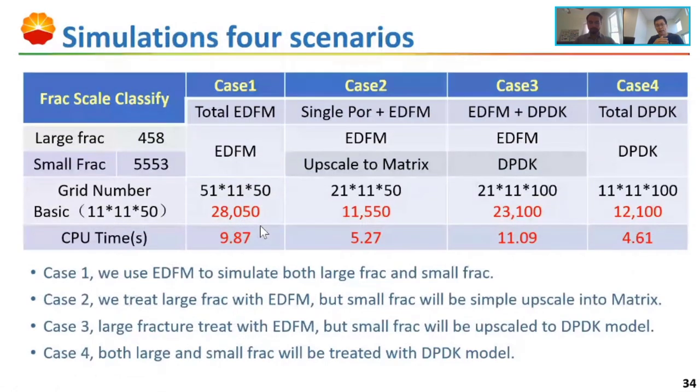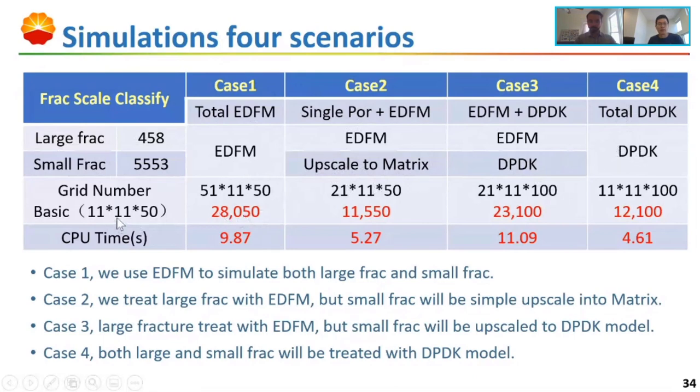So when Felipe did the DFN model, they used FracaFlow to screen all those fractures in different sizes. So that's why we set 4 scenarios. Like case 1, we treat both large fractures and small fractures with EDFM. For case 2, we treat large fractures using the EDFM method, and for smaller fractures, we simply upscale them to matrix. For case 3, we introduce DPDK for small fractures, and for case 4, we treat both large and small fractures with the DPDK method.